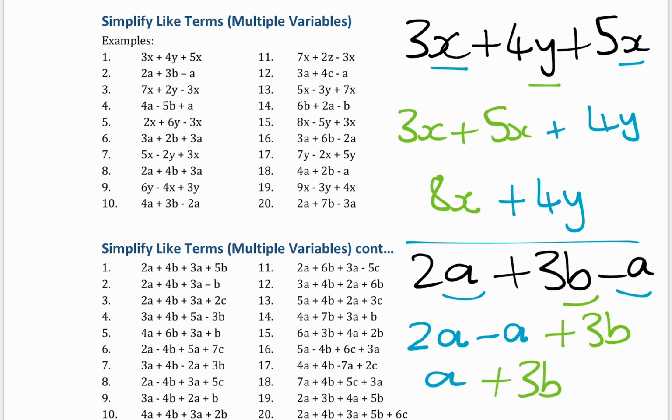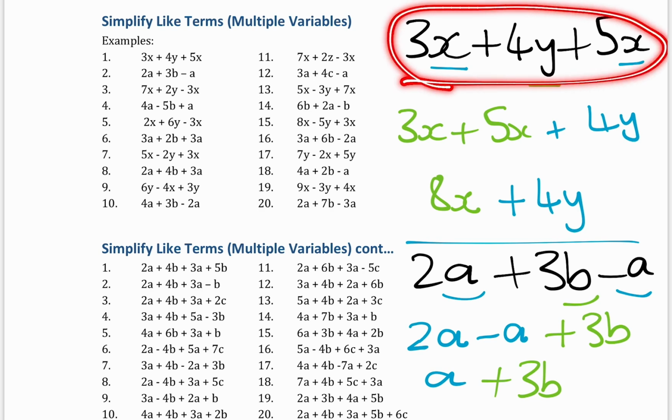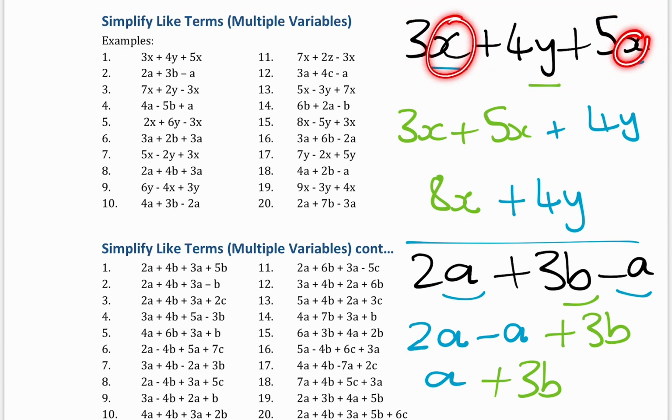So the important thing here that I want to show you is, if you have a sum like this, look first at the like variables that you have. In this case, we have the x's, in this case, the a's, and that is what we work with.